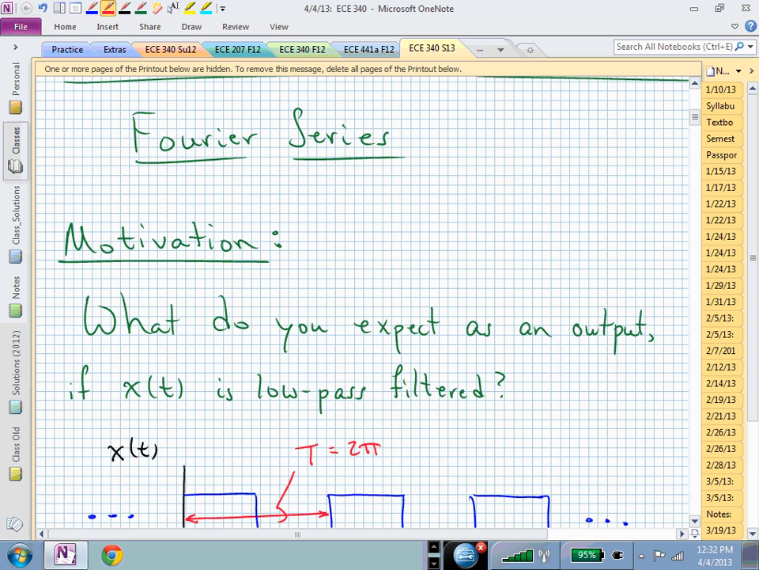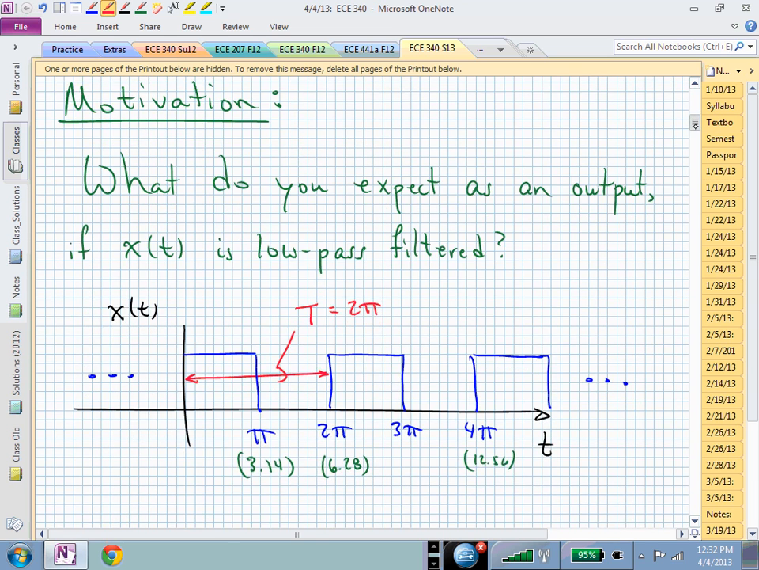The motivation. If I gave you the following signal, x of t, and said, okay, low-pass filter this particular waveform, and this waveform is always on. It's been going since t equal minus infinity, and it continues for t going to infinity. This is infinite in duration, and it's periodic. I have indicated the period. The period is 2 pi, not pi. You have to figure out when's the first time that this starts repeating.